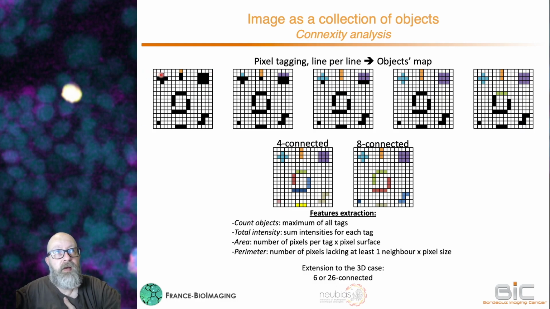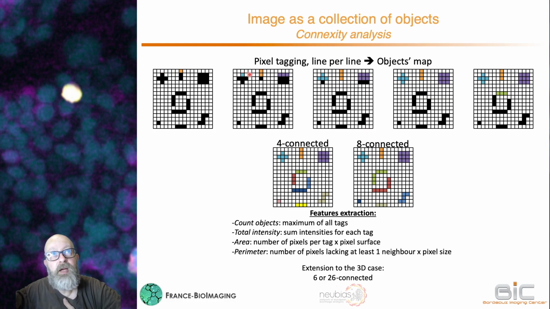Oh, this is a pixel belonging to an object. I will have a look around. Is this pixel connected to any pixel that already belongs to an object? No. If not, then I will fetch a new tag. This will be tag number 2. So now I will attribute to this pixel the tag number 2. So I've got tag number 1, tag number 2. I continue along the line.